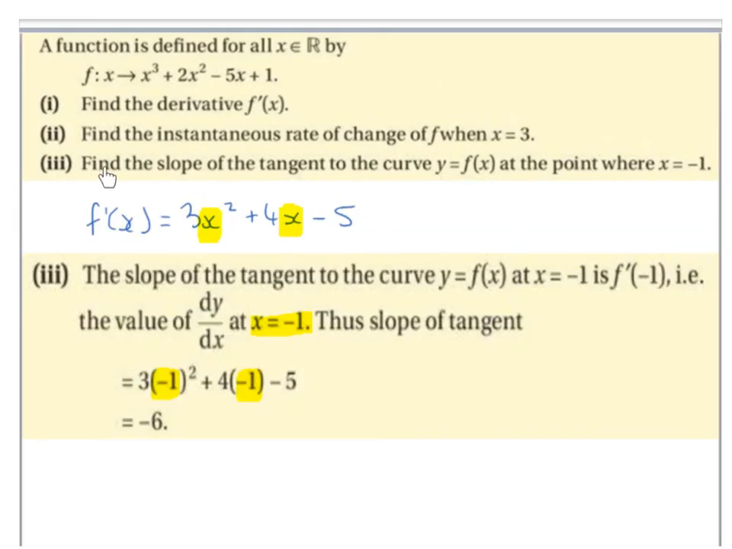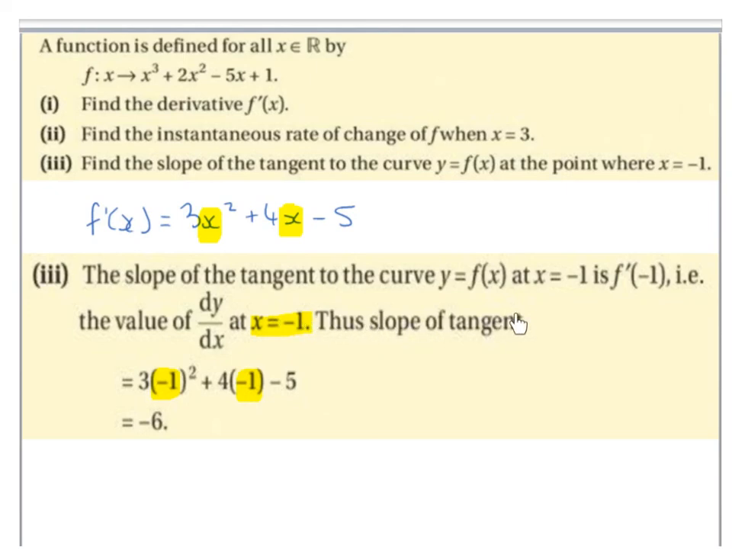Part 3, find the slope of the tangent to the curve y equals f of x at the point where x is equal to minus 1. So again, we take our derivative we worked out in part 1, f prime x equals 3x squared plus 4x minus 5. The slope of the tangent to the curve y equals f of x at x is equal to minus 1 is f prime minus 1, i.e. the value of dy/dx at x is equal to minus 1.